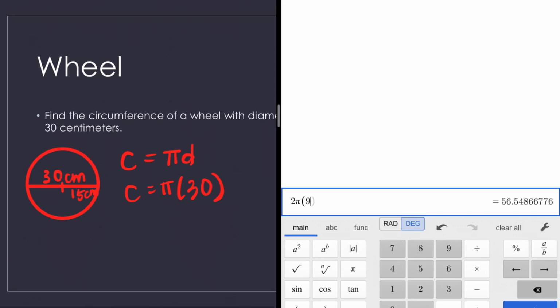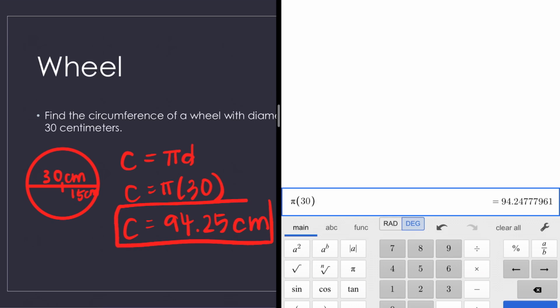Let's see what that gives me. So pi and then times 30 is 94.25 centimeters. Ta-da! That's all circumference is. Isn't that super easy?